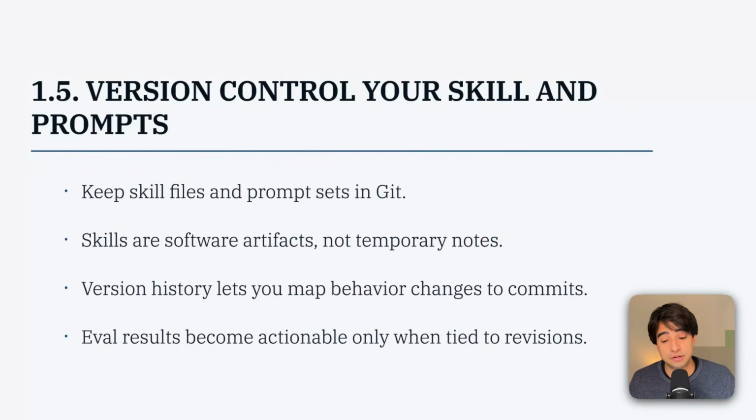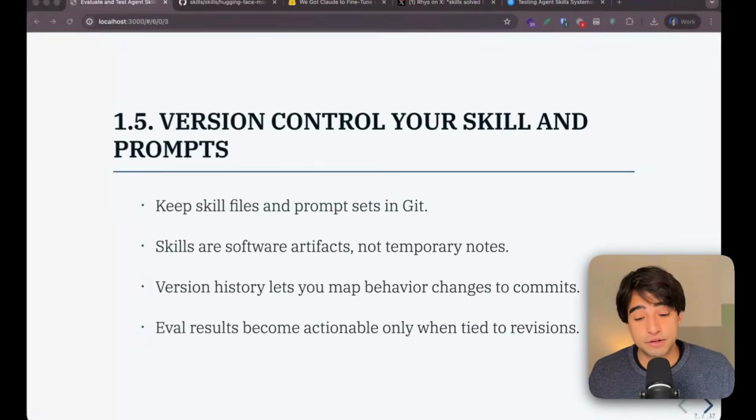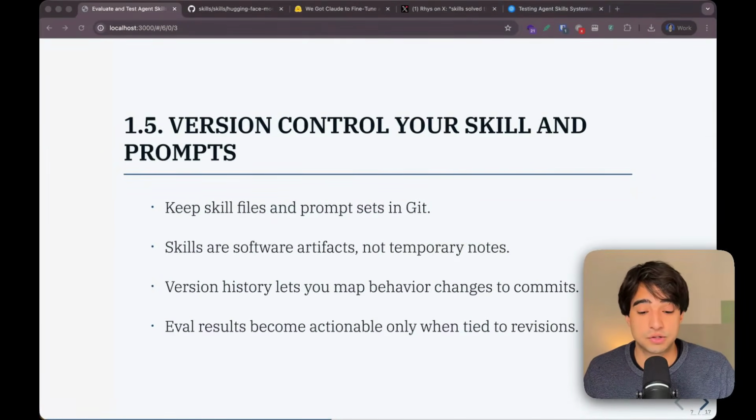They should be in your Git repository. By version controlling your scale files, you're going to be able to map evaluations and possible errors to changes that you have done to your scales. So it is very, very important that you have your scales tracked in your repository.